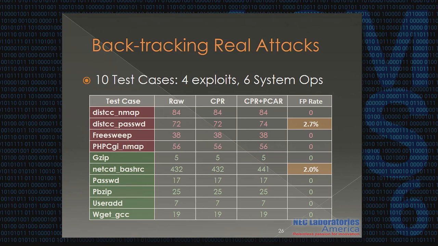And we also evaluate backtracking on real attacks. We have 10 test cases. The first four highlighted in red are actual exploits. And the last six highlighted in green are normal system operations, which could be part of the attack if chained together. While there are a lot of numbers here, let me summarize for you. Our approximation technique only introduced two false positives in two out of the 10 cases. And in each case, the false positive introduced is fairly minimal, and likely won't hurt understanding of the backtracking graph.